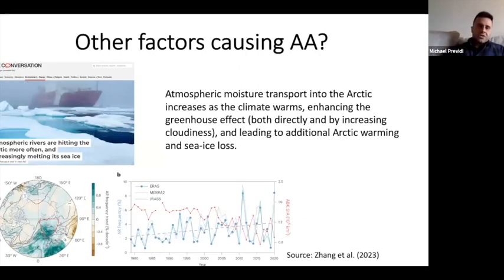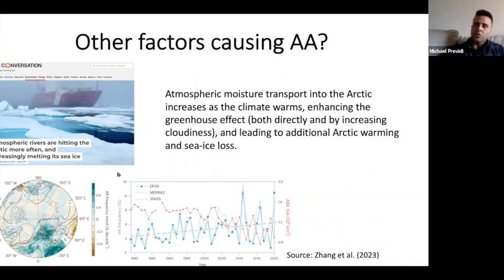So those two factors that I just described, sea ice loss, coupled with the very strong stability of the Arctic lower atmosphere, are probably the two most important reasons why Arctic amplification happens. There's a tremendous amount of literature that demonstrates that these factors are very important in explaining why Arctic amplification happens. However, there are also a large number of other factors that have been proposed that may additionally contribute to Arctic amplification. I'm just showing here one example of those other factors.